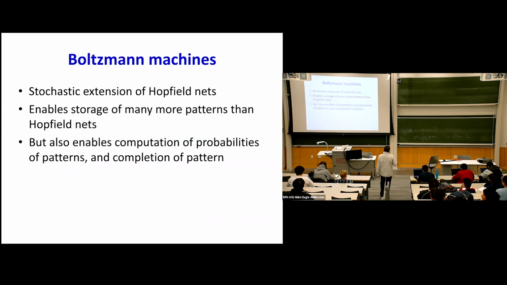So this is your Boltzmann machine. It's a stochastic extension of Hopfield networks. It enables the storage of many more patterns than Hopfield networks, but it also represents a probability distribution. It's a generative model. If I train this network using lots and lots of examples of faces, you would expect that once the network is trained, if I let it run and took snapshots, it's going to give you face-like images. It's a generative model.